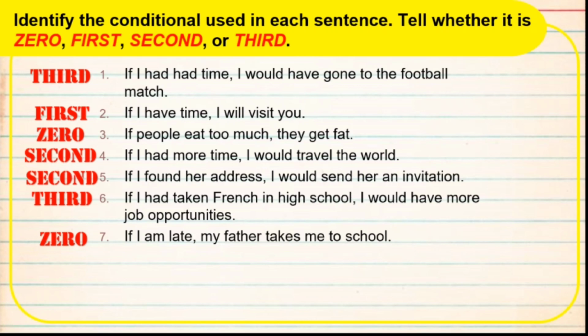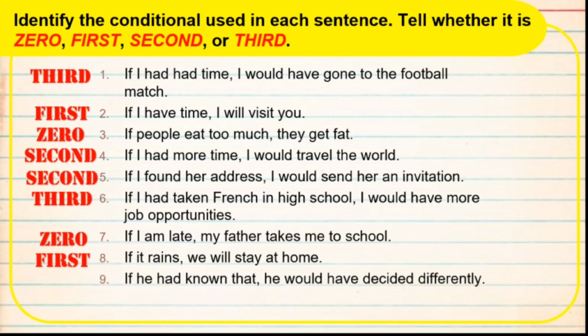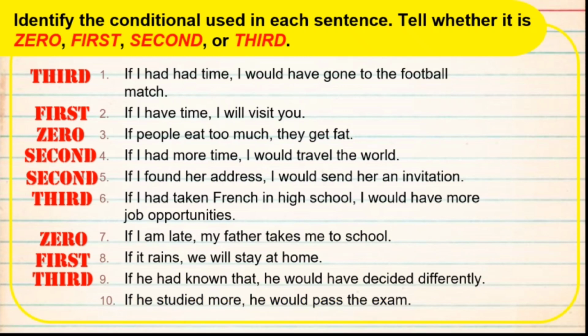If I am late, my father takes me to school. Answer: zero conditional. If it rains, we will stay at home. Answer: first conditional. If he had known that, he would have decided differently. Answer: third conditional. If he studied more, he would pass the exam. Answer: second conditional.